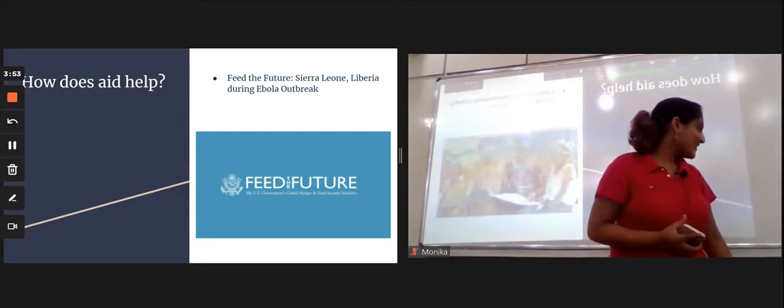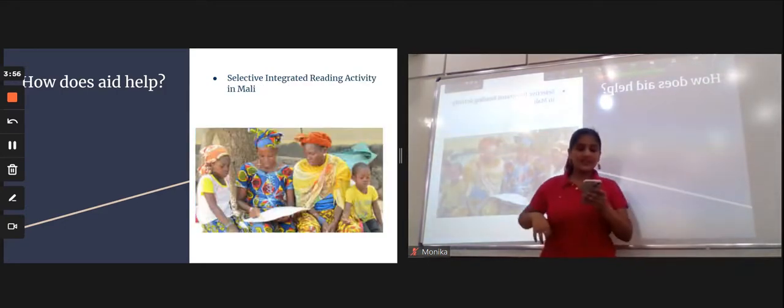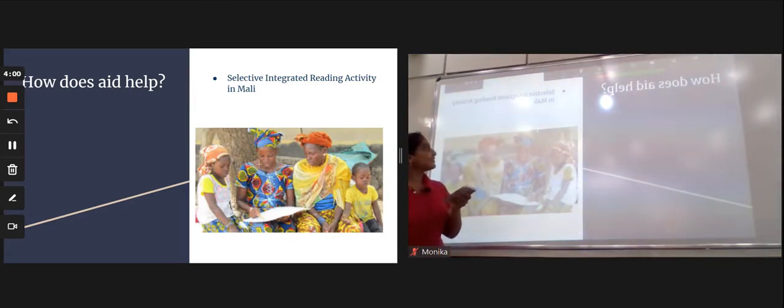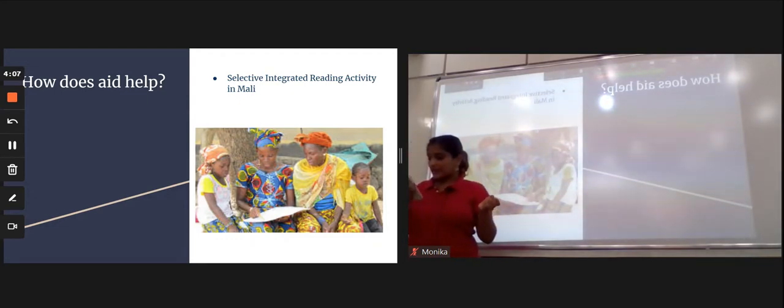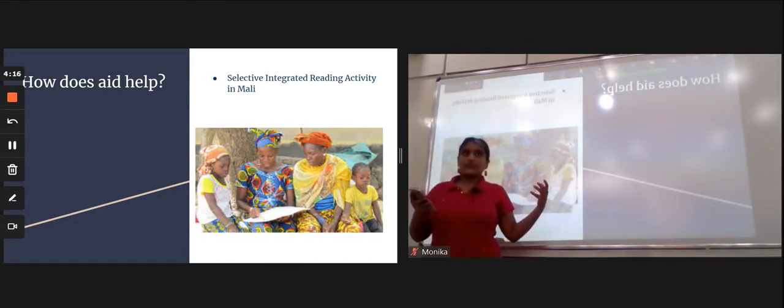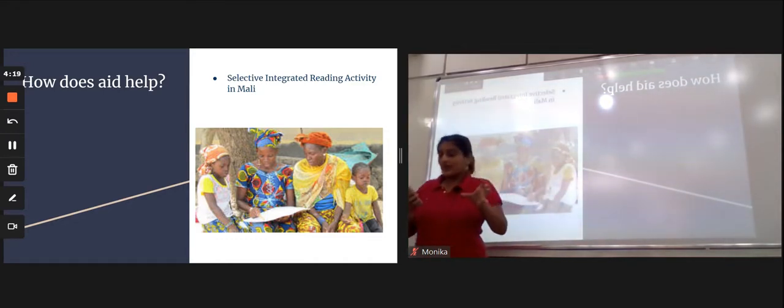Okay, and then the next initiative is called Selective Integrated Reading Activity, and this is specific to Mali. One of Mali's main economic aims is to lower poverty rates and to boost literacy. Now, this goes hand in hand with poverty because aid was used to alleviate poverty in a form by boosting literacy rates, for which they had success of boosting adult literacy rates by 3%.